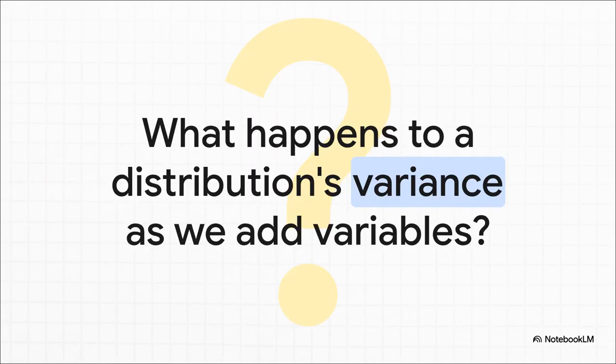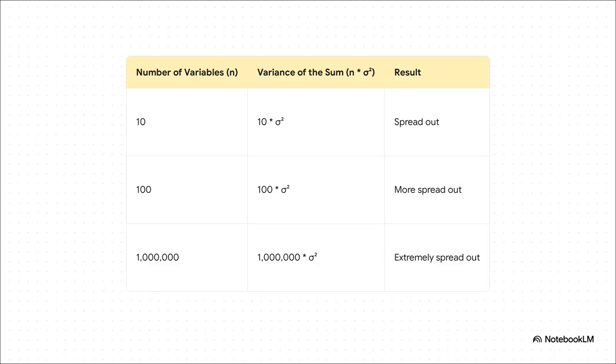Now, the key thing we need to watch here is the variance. You can just think of that as a measure of how spread out our shape is. How wide is it? So let's see what happens to that width as n, our number of variables, gets really, really big. And here's our first problem. The variance of the sum is just n times the variance of a single variable. That means as we add more variables, the variance just explodes. The distribution gets wider and wider and wider, spreading itself out towards infinity.